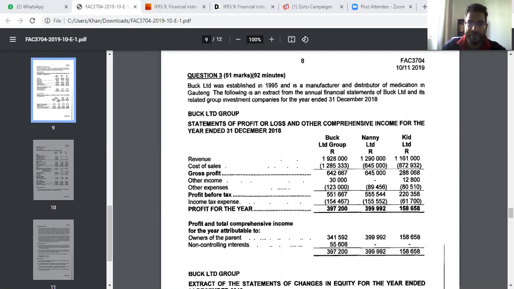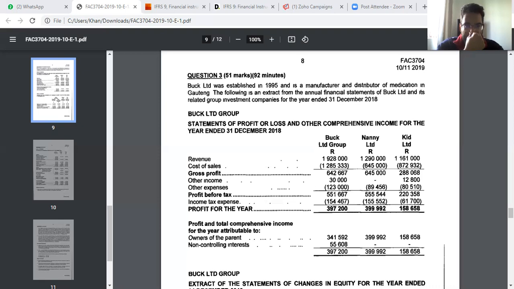So let's get going. Buck Ltd was established in 1995 and is a manufacturer and distributor of medication in Gauteng. The following is an extract from the annual financial statements of Buck Ltd and its related group investment companies for the year ended 31 December 2018. They're giving us the extract of the financial statements for 31 December 2018, so that's most likely the current financial year, which is 1 January 2018 to 31 December 2018.